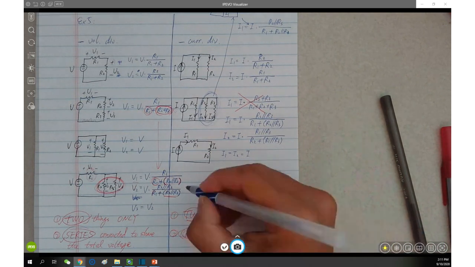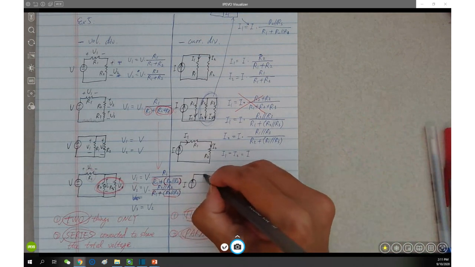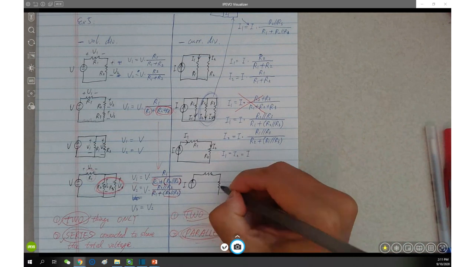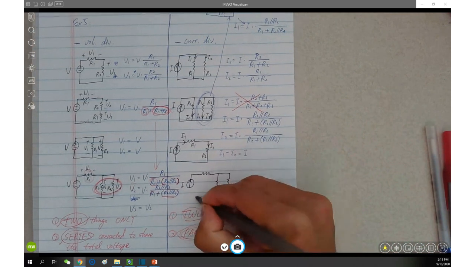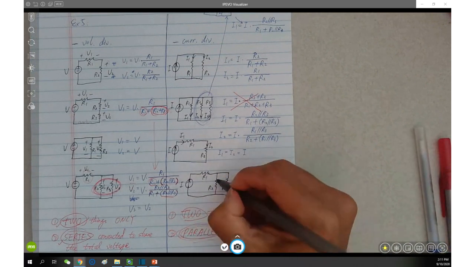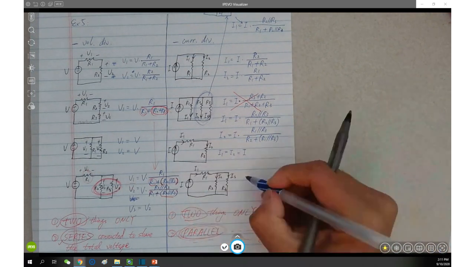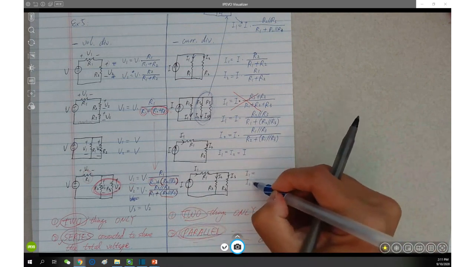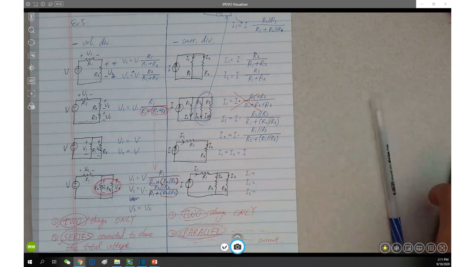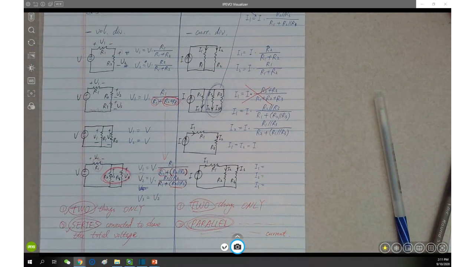All right, here, the last one. All right, I gave you guys 3 minutes. Find I1, I2, and I3. Go ahead, conduct this exercise. Find I1, I2, and I3 in this last circuit. 3 or 4 minutes. Okay, go ahead.